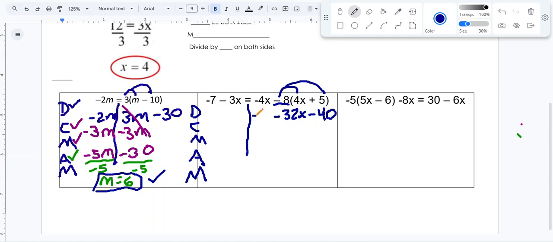There's no other distributes, so I can just bring everything else down. I've got the negative 4x, and on this side, there's no distribute, so I can just bring this down. Negative 7 minus 3x. And I'm done with my distribute. I can cross that one off.